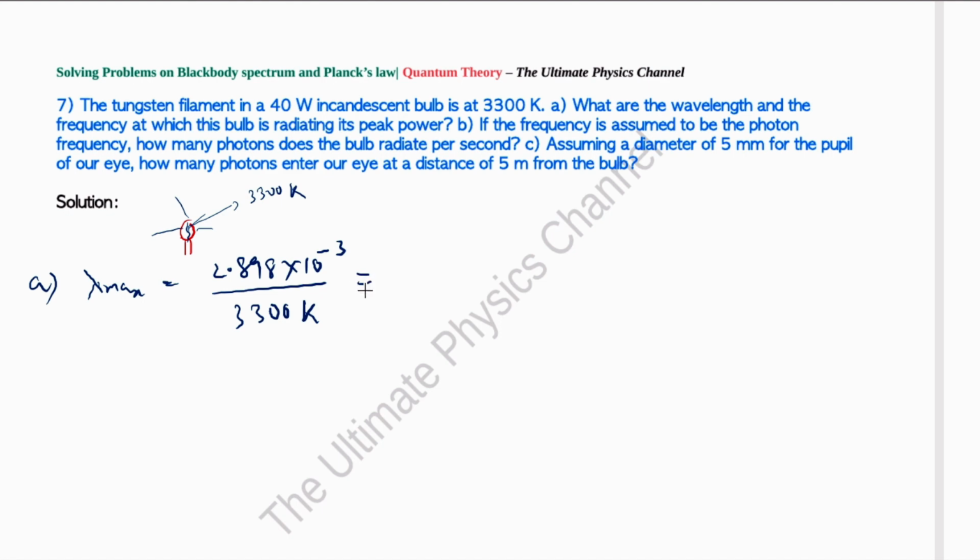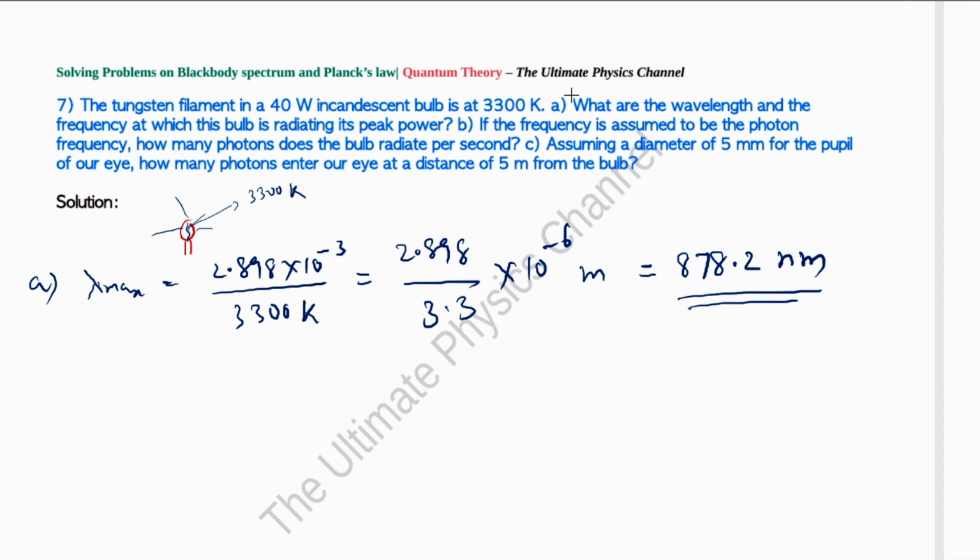And that, if we work out, we would find that it is about 2.898 over 3.3 times 10 power minus 6 meters, and that is equal to 878.2 nanometers.